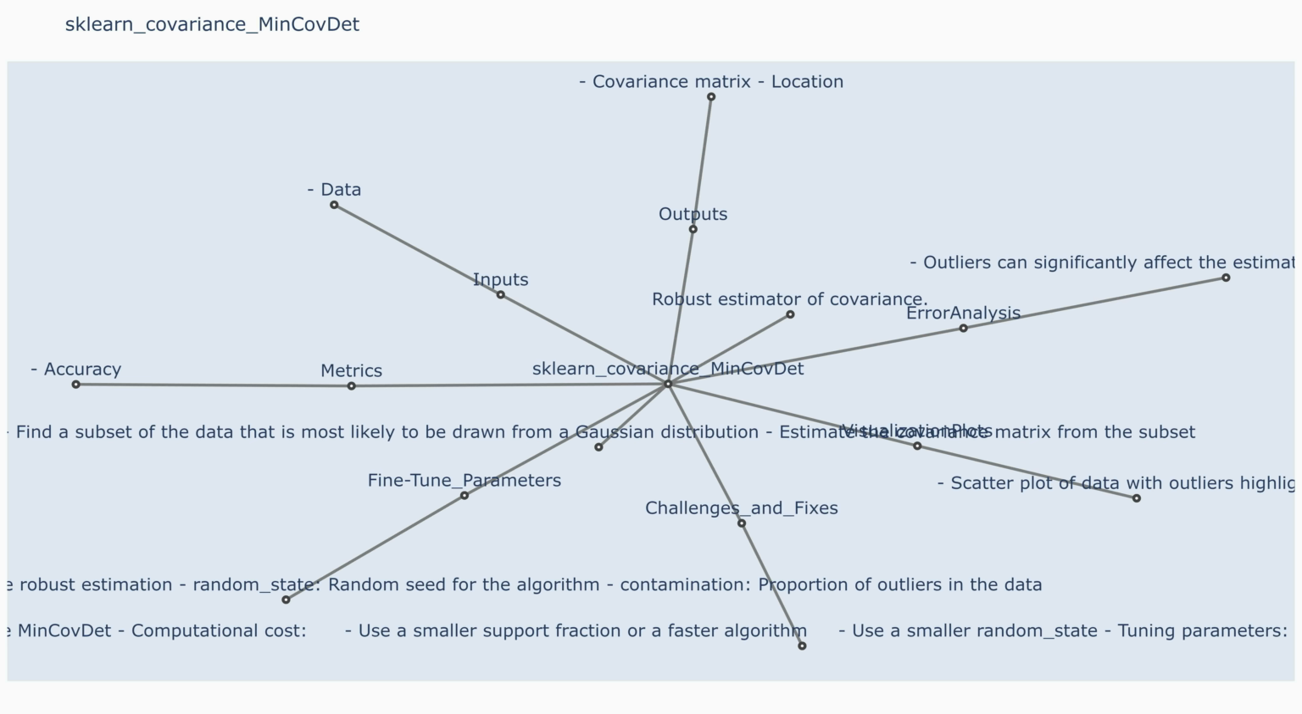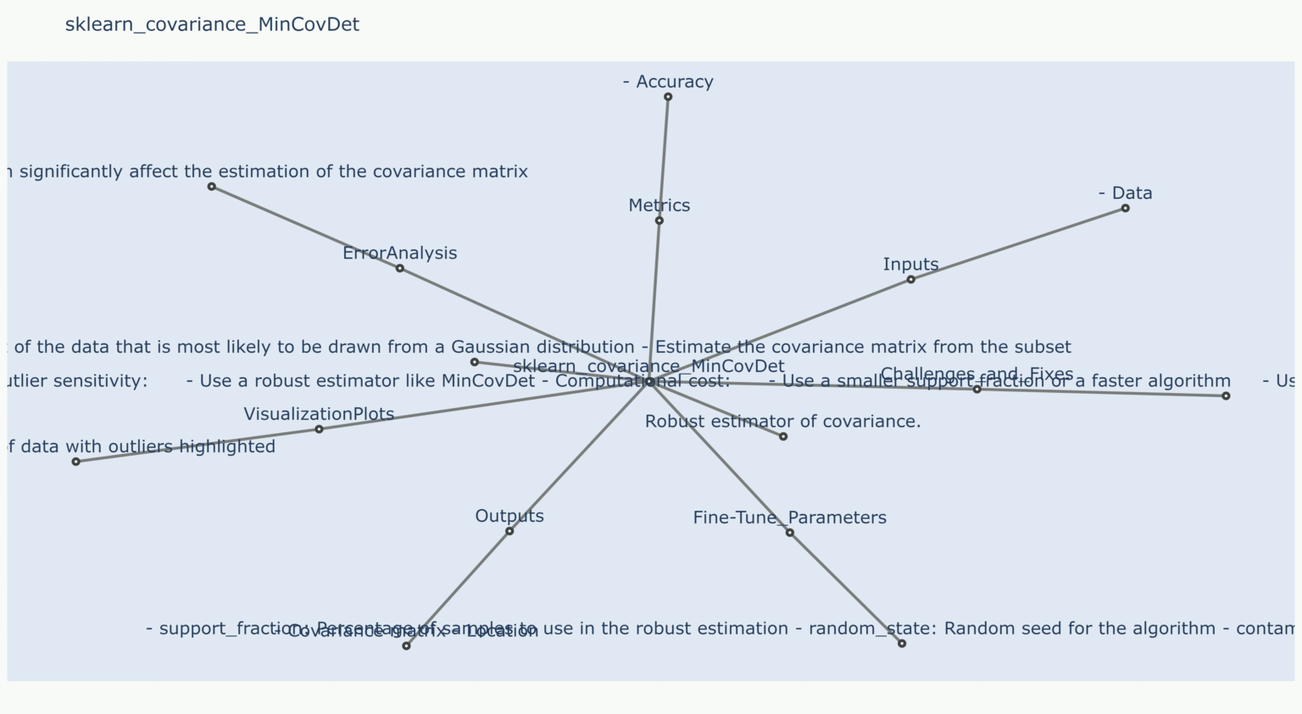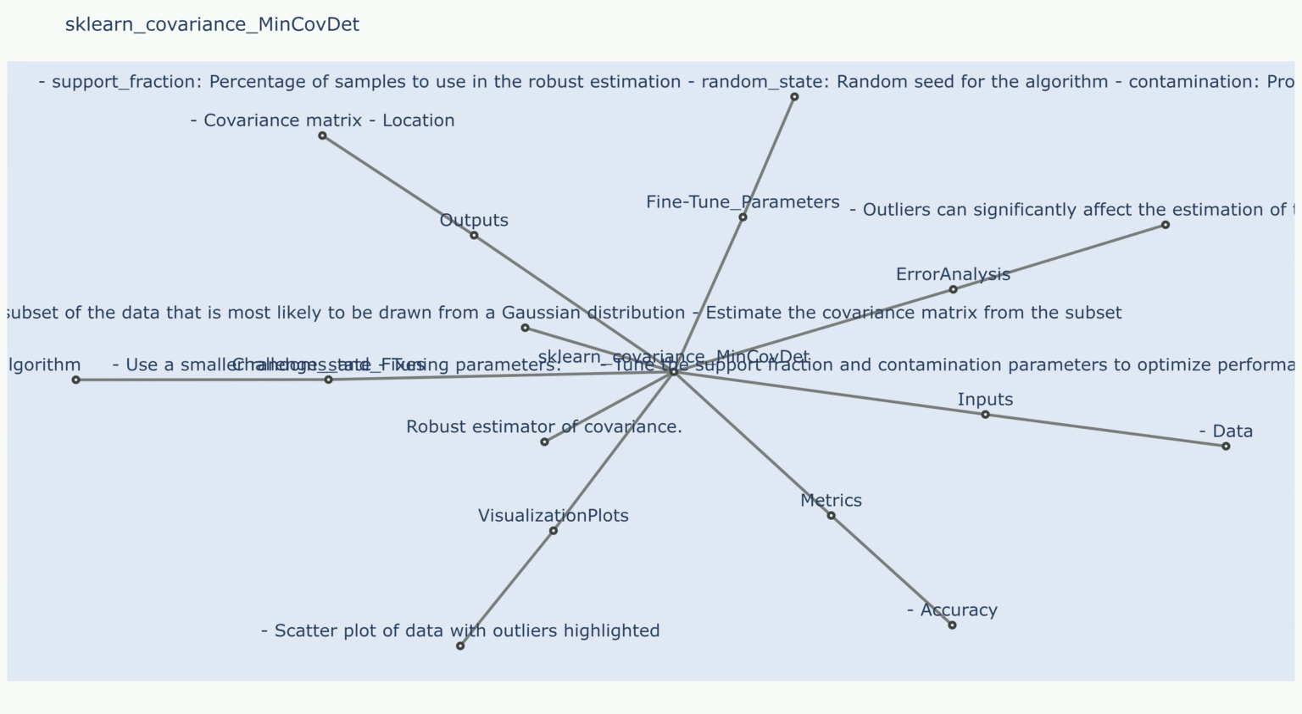sklearn covariance MinCovDet. Description: explain in detail. The minimum covariance determinant (MinCovDet) estimator is a robust estimator of covariance matrices. It is designed to be resistant to outliers in the data. It works by finding a subset of the data with the smallest determinant of the covariance matrix, and then using this subset to estimate the covariance matrix.